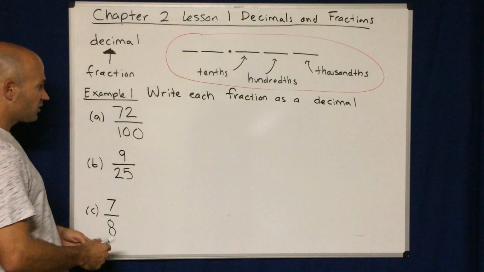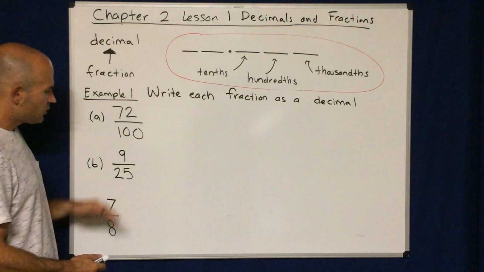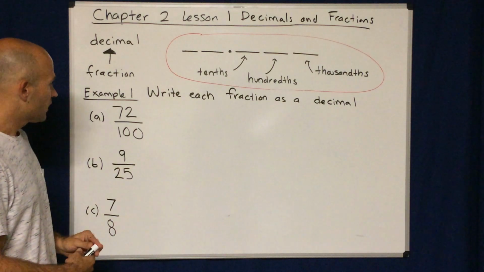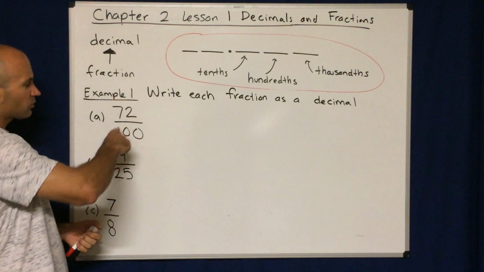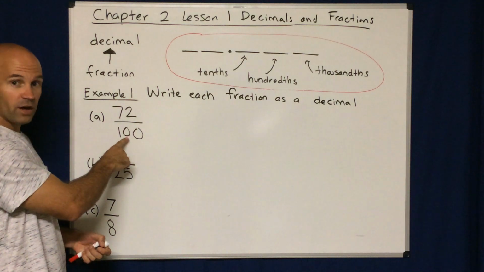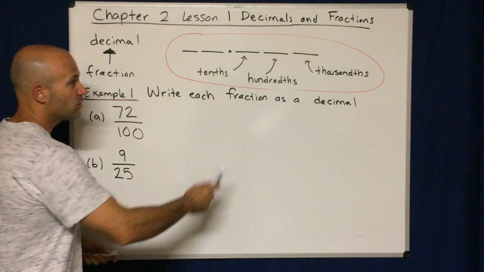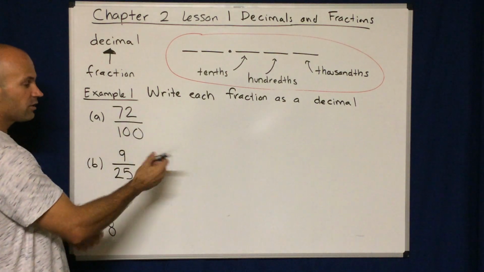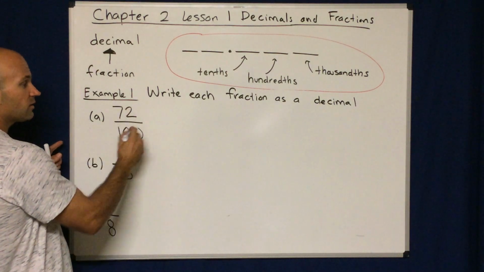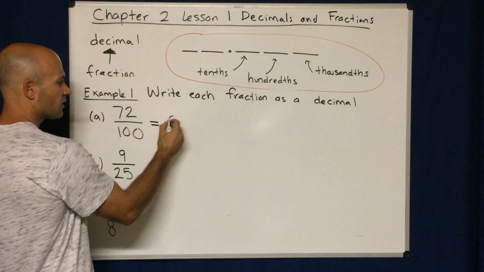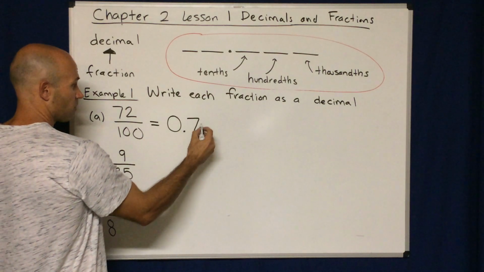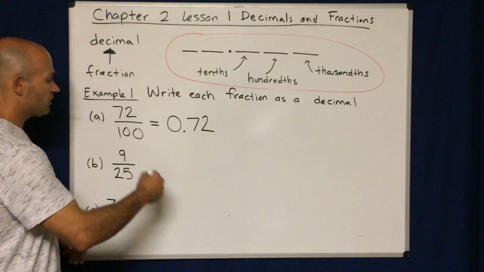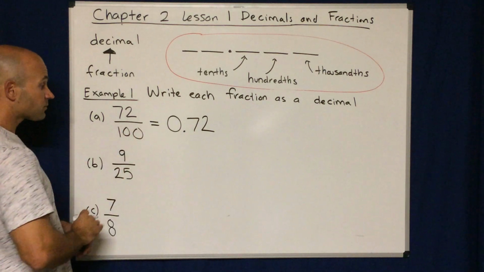So I have 3 fractions here. And these problems do get progressively harder as we go along, and it's for different reasons. So let's just look at this first one. It's 72 over 100. Now if I read that out using these terms, that's 72 hundredths. So I can convert this easily to a decimal as 0.72.